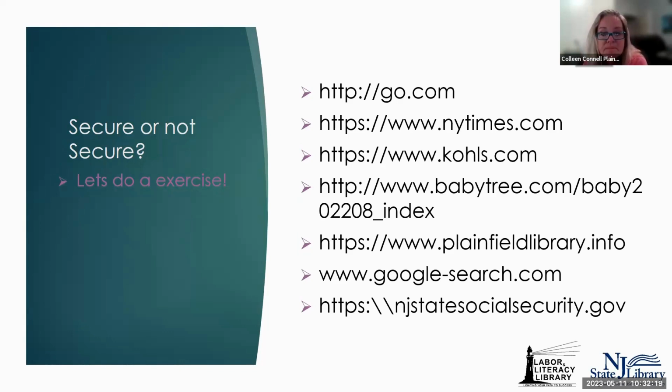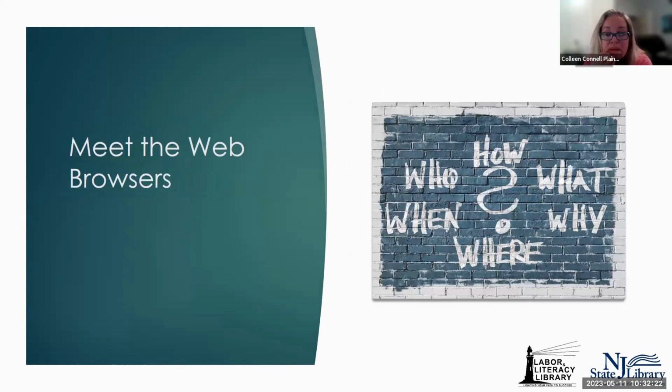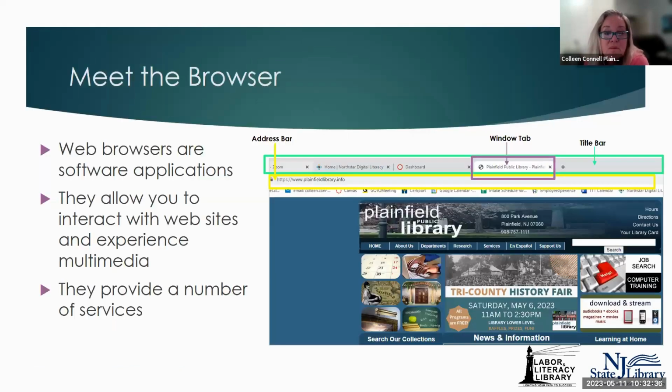Okay. So now that you've learned all about domain names, URLs, and secure and unsecure websites, what do you do with the URL? You use it in a web browser. So what is a web browser? Web browsers are software applications that enable users to easily access, view, and navigate web pages on the internet. Browsers allow you to interact with websites. You may be familiar with several browsers such as Edge, Internet Explorer, Firefox, Chrome, and Safari.